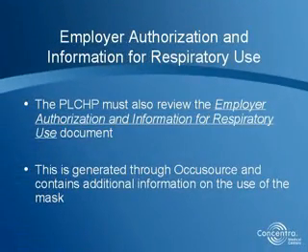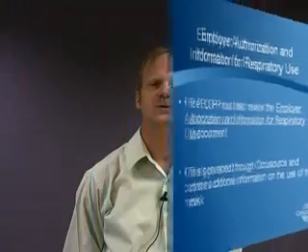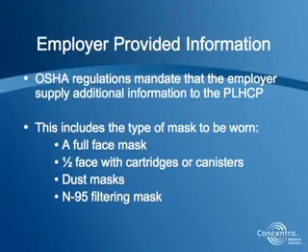In conjunction with the questionnaire or physical examination, the PLHCP must also review the employer authorization and information for respiratory use document. This is a generated OccuSource document and it contains additional information on the use of the mask. OSHA's regulations mandate that the employer supply additional information to the PLHCP. This includes the type of mask to be worn, for instance a full face mask, a half face mask with canisters, a dust mask, or even the N95 mask that may be used in the pandemic flu environment.